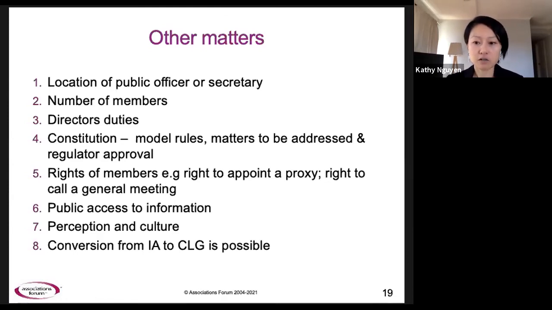Perception and culture. So as I mentioned before, because companies are more widely recognised and understood, there is a perception that ASIC is a more vigilant regulator, and there's a high level of compliance. And related to point 8, there is a way to convert an incorporated association to being a company limited by guarantee. When that happens, what we've heard anecdotally is that when dealing with external parties, such as funders or governments, you have a more serious image when you say you're a company limited by guarantee. And also psychologically for members of the board or the committee, there's something about being a board director as opposed to a management committee member that raises the level of governance.